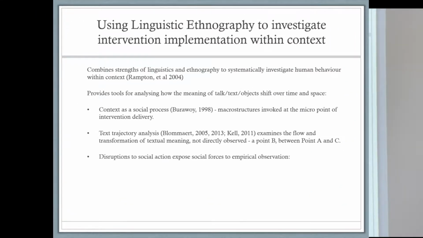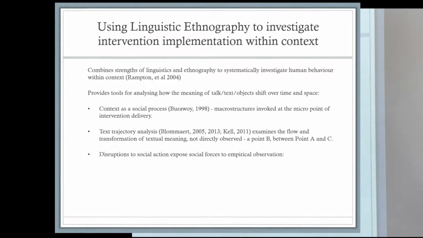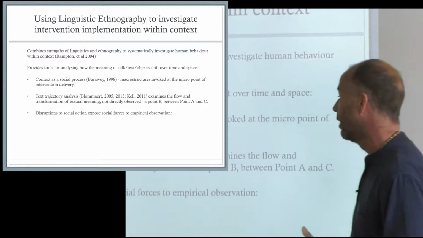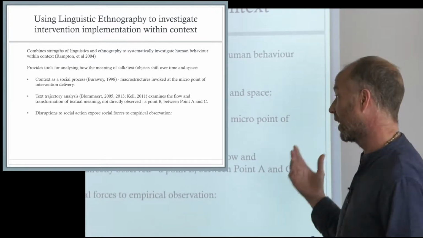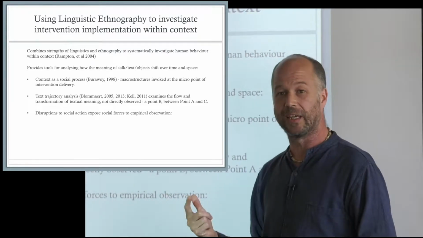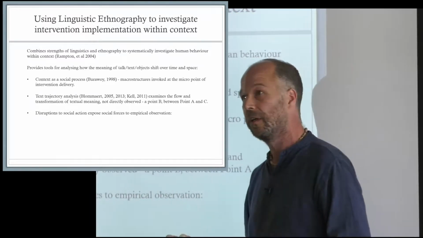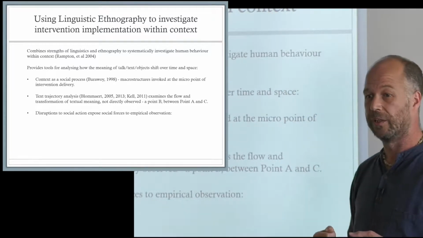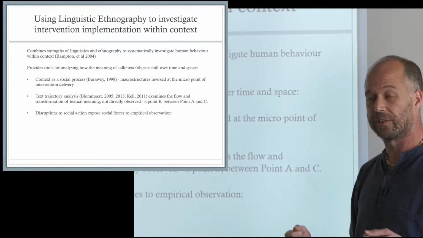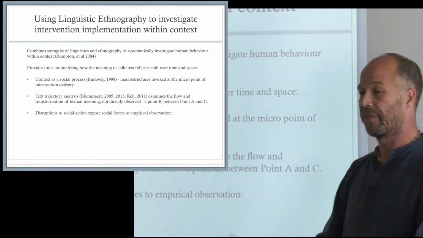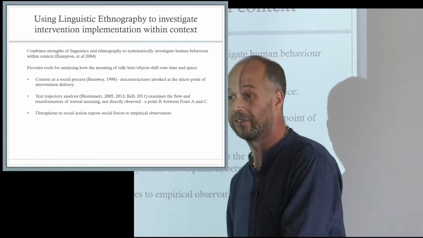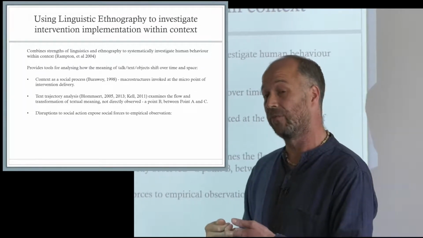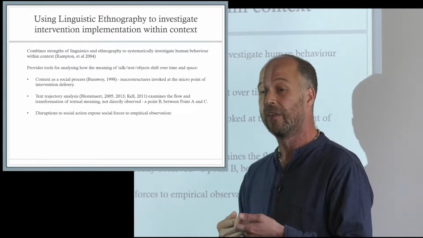And then the third thing is this idea of disruptions. Well, we've talked about interventions as events that disrupt complex systems. How can we observe that? And so linguistic ethnography has a set of tools or a way of thinking about observational data in these terms, that disruptions to social action, they expose social forces. So rather than doing a thematic analysis and looking for patterns, you're actually looking for where things break down. It's a completely different strategy, and the reason for that is because it exposes something that is hidden.